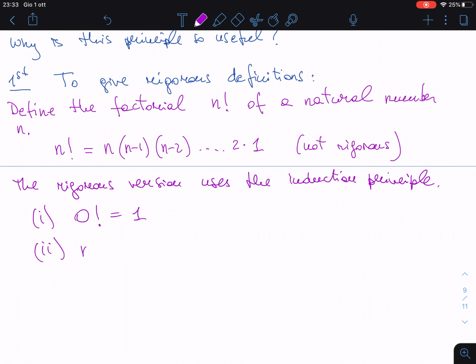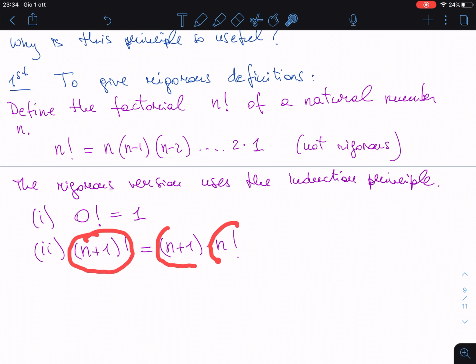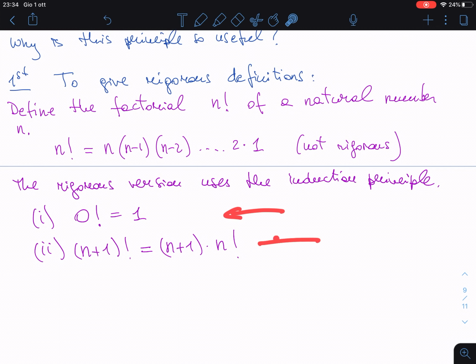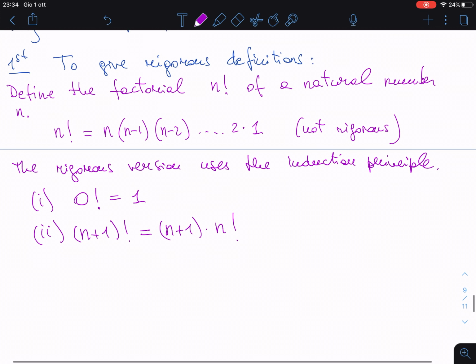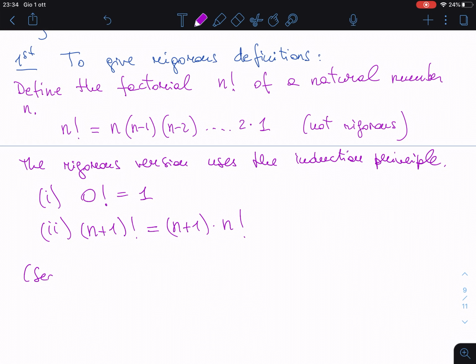Second, n plus 1 factorial is equal to n plus 1 times n factorial. So here we define the operation factorial on n plus 1 starting from the operation factorial on n. And here we use the induction principle in the sense that with these 2 steps we define the factorial for all natural numbers. And this is rigorous this time. Okay? We will see when studying sequences, the sequences by recurrence.